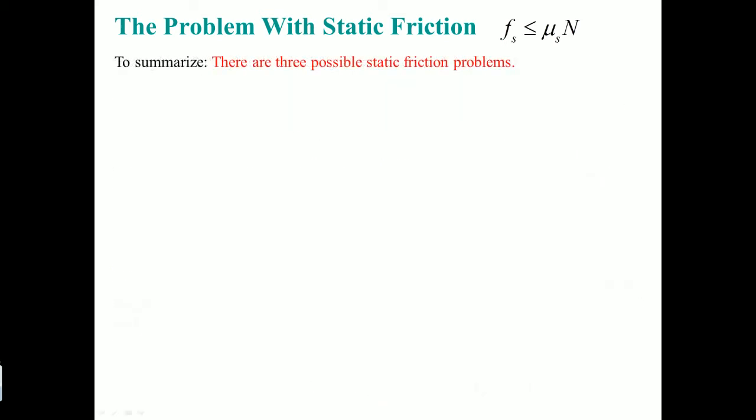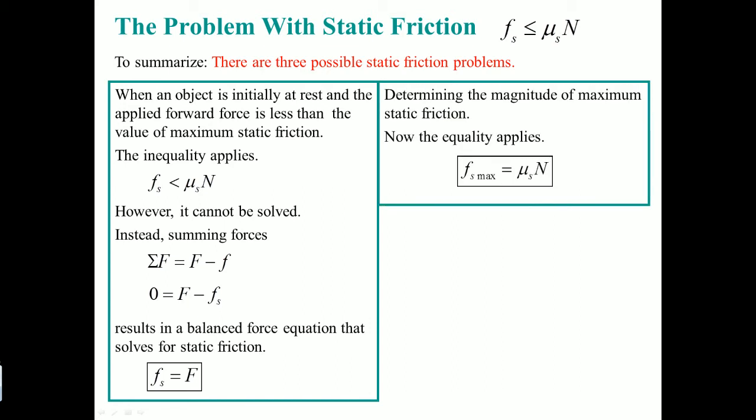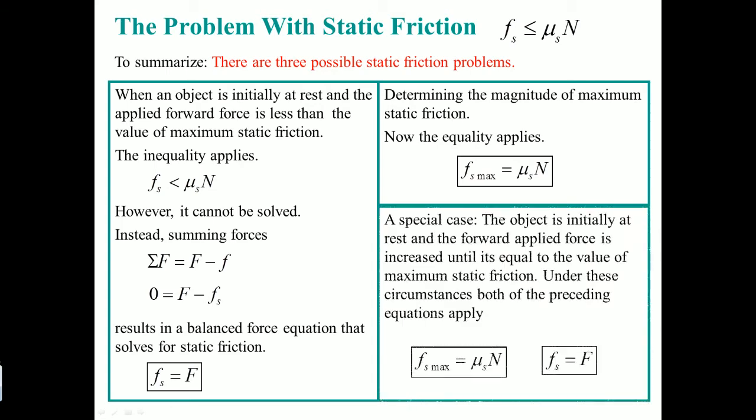To summarize, there are three possibilities for static friction problems. You will see it here about the inequality. And again, this can't be solved. The best you could do is solve for its maximum, the maximum static friction. Understand that with the maximum static friction, in this case, you could then find the applied forward force.